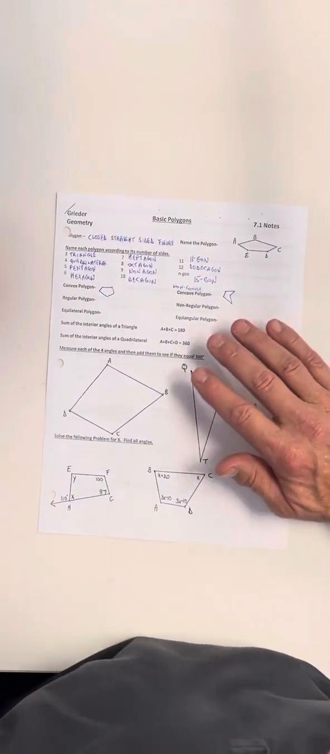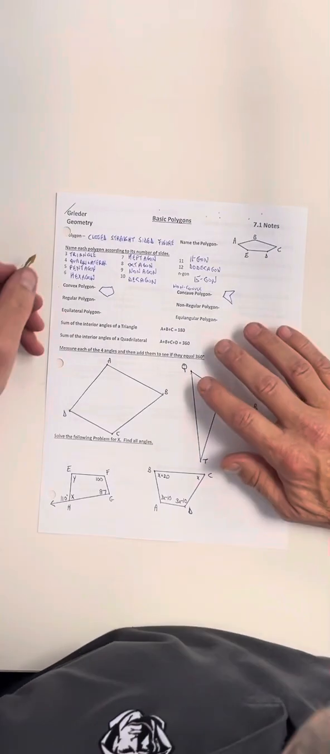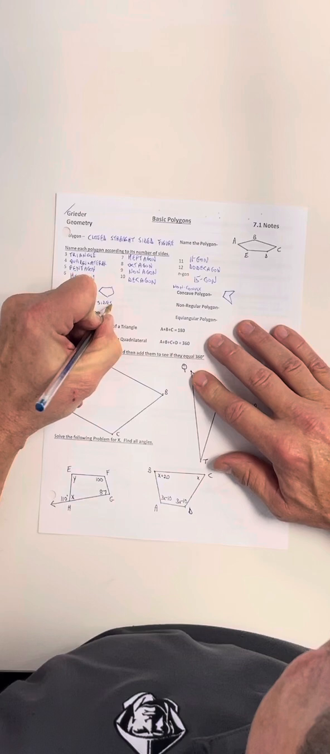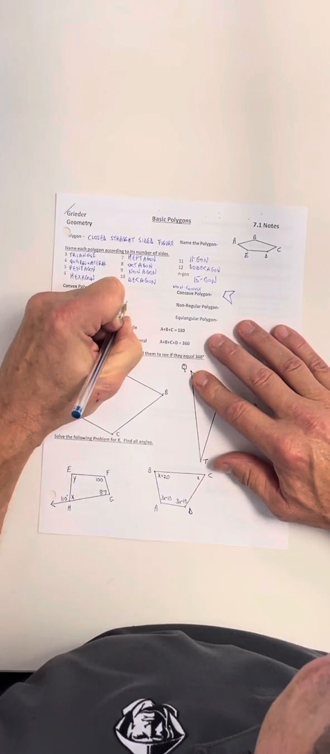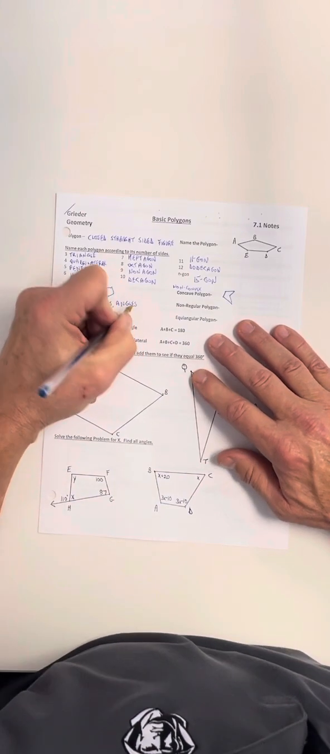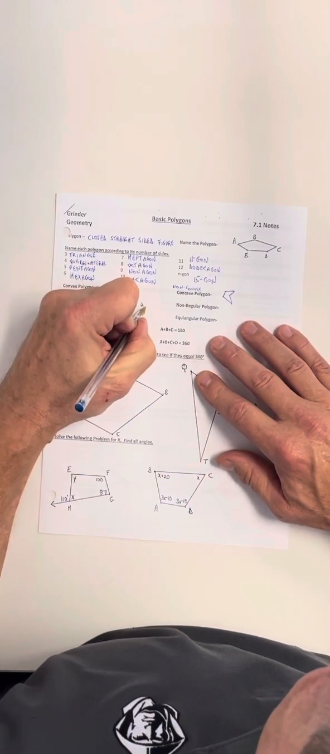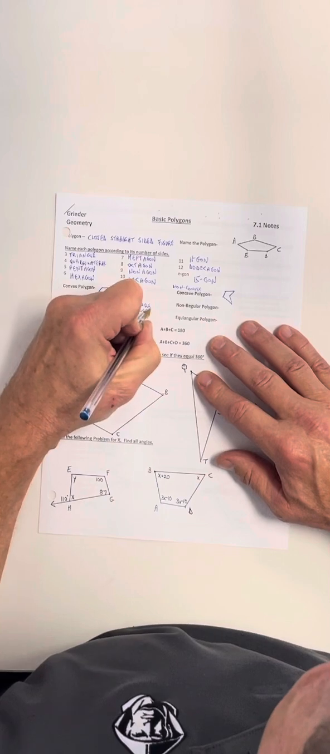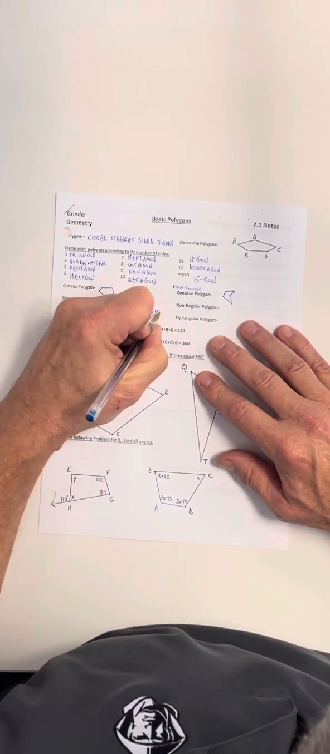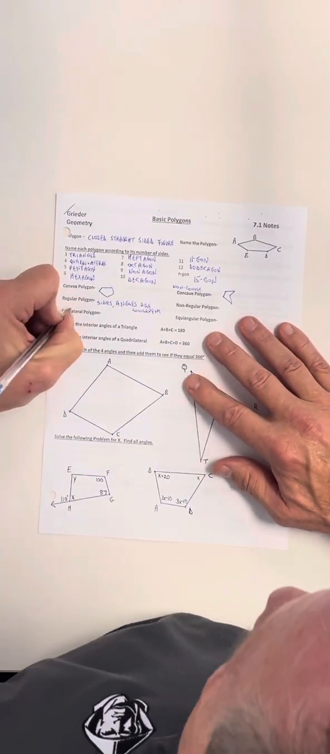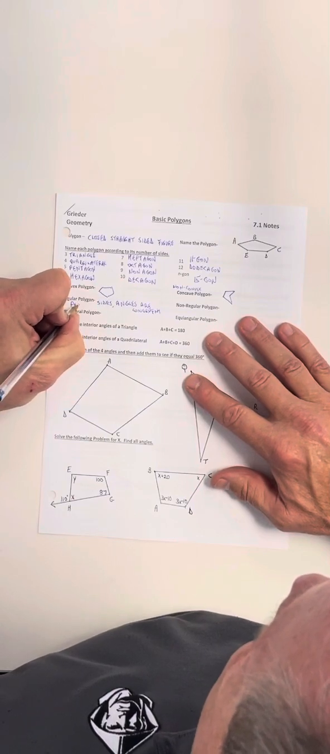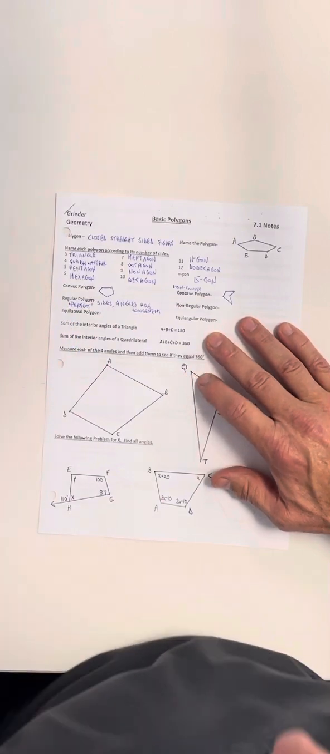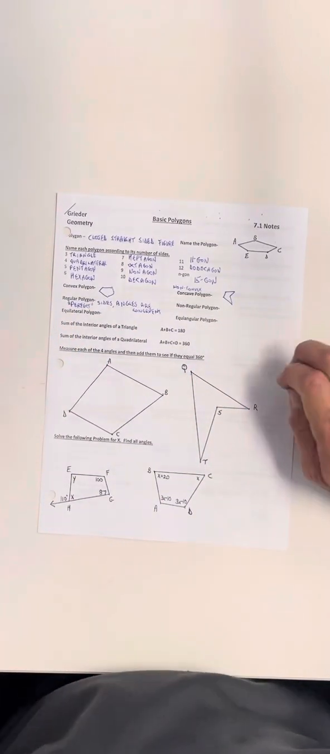A regular polygon is where all sides and angles are congruent. I consider the regular polygon to be the perfect one. The perfect polygon, because everything's perfect.